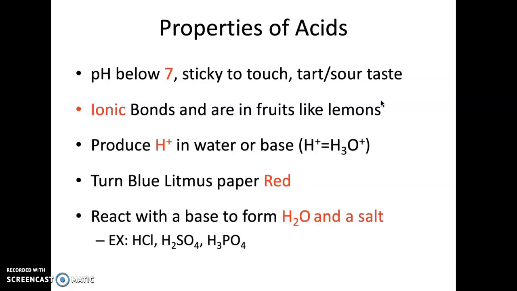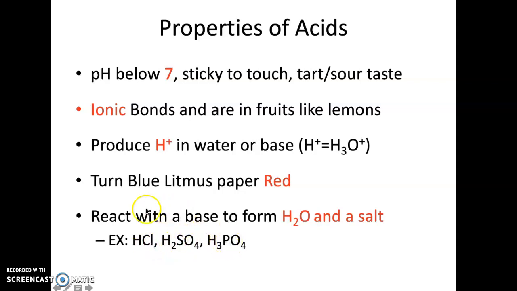So these ionic bonds are in a lot of food products just in general. They produce H+ in water. They turn blue litmus paper red. So litmus paper is a way we could test where something is at on a pH scale, and they react with the base to form water and a salt. So different acids here: HCl, hydrochloric acid, sulfuric acid, or phosphoric acid.